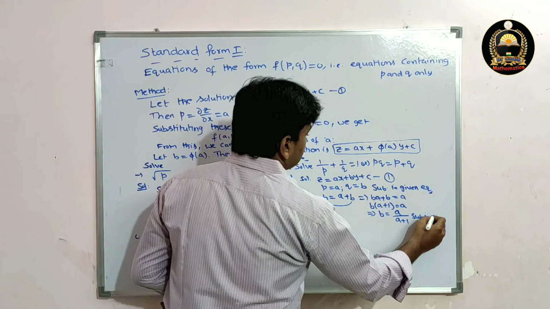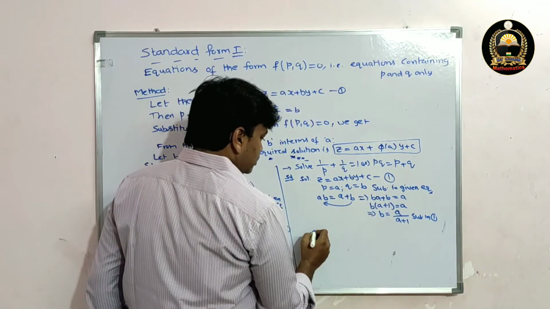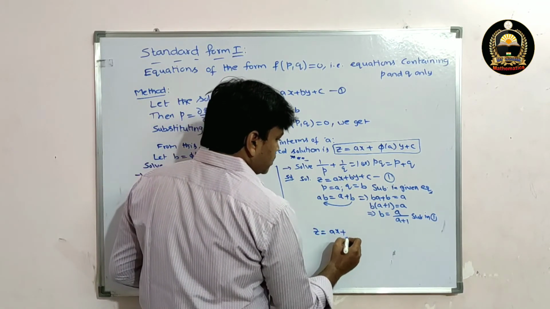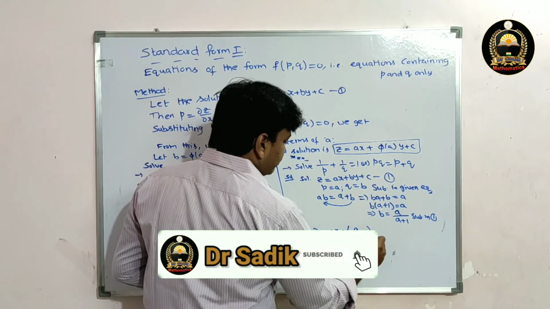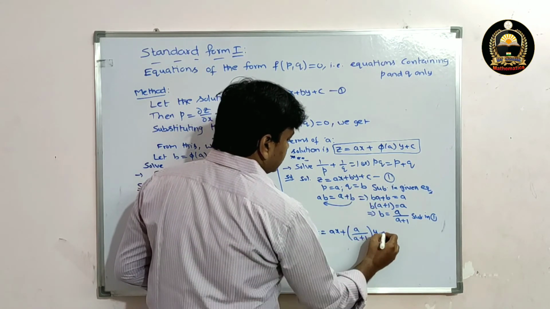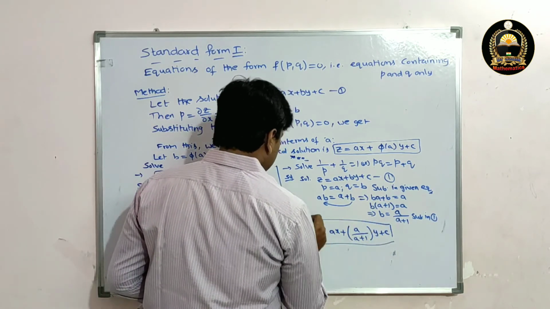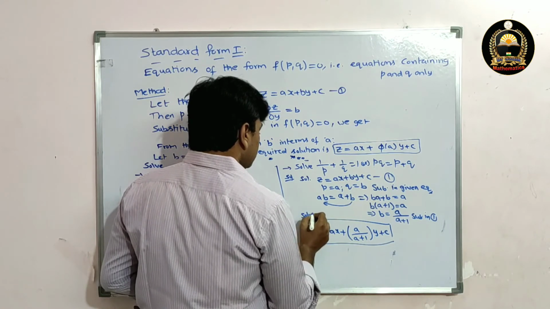Substitute in 1, we get z is equal to ax plus, what is the b value? a by a minus 1 into y plus c, which is the required solution.